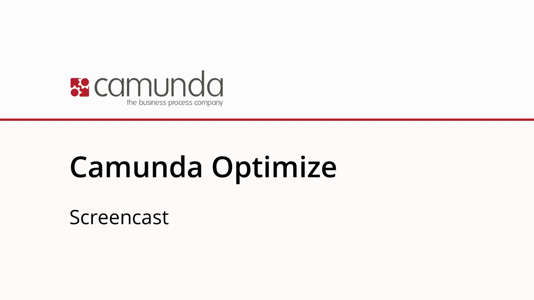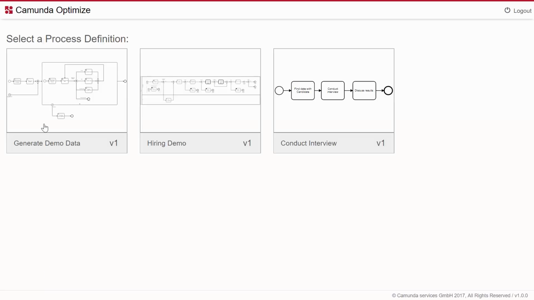Over the next 4 minutes, you'll get a first glance of Camunda Optimize, an extension of Camunda BPM. Together, we'll take a look at a process and start to discover what Optimize can do. Once we've logged in, we get an overview of all our process definitions along with the latest versions. This comes in handy when managing multiple definitions and versions.